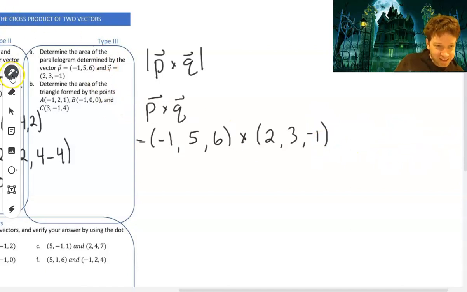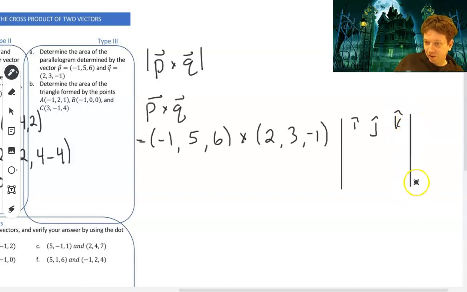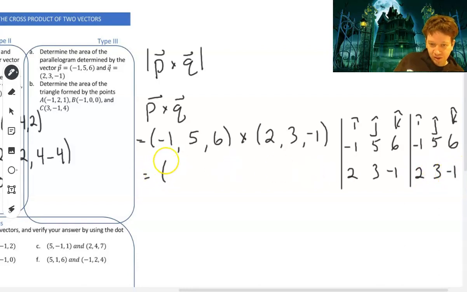And all right, one last time, I will show you the helpful diagram here. So I, J, K, and repeat, I, J, K. So P is -1, 5, and 6. And Q is 2, 3, -1. So for our x coordinate, we get -5, subtract 6 times 3, so 18.